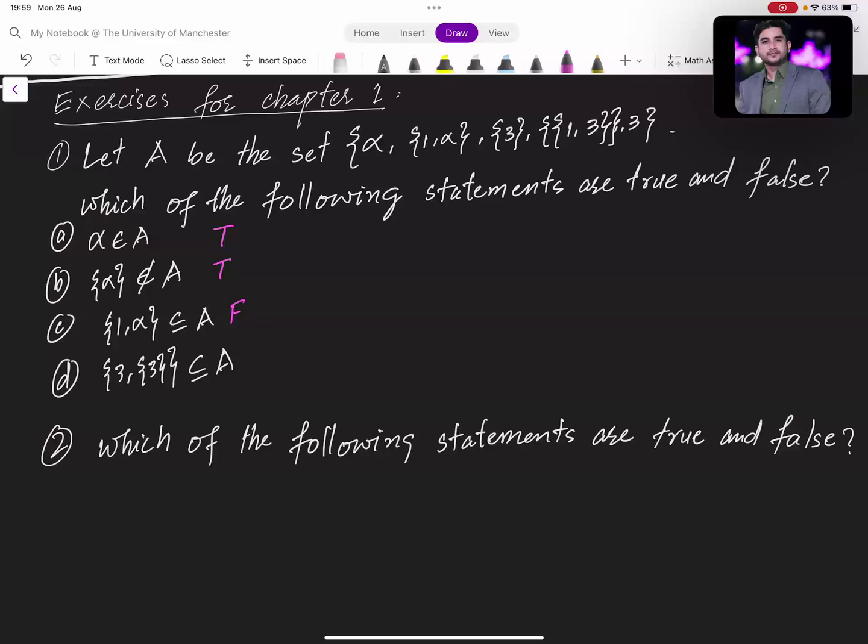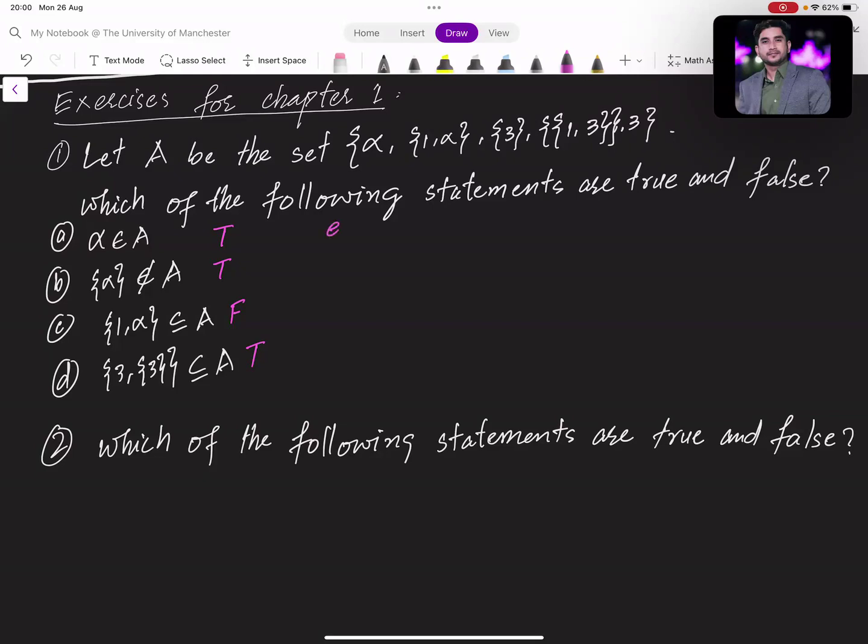The set which contains 3 is a subset inside A, and this statement is true because, if you can see from here, it is true. Then we have a few more statements.